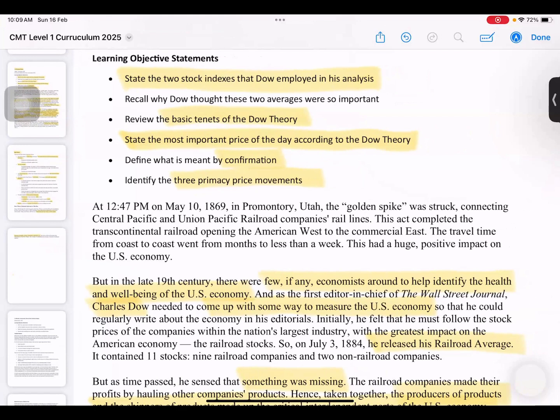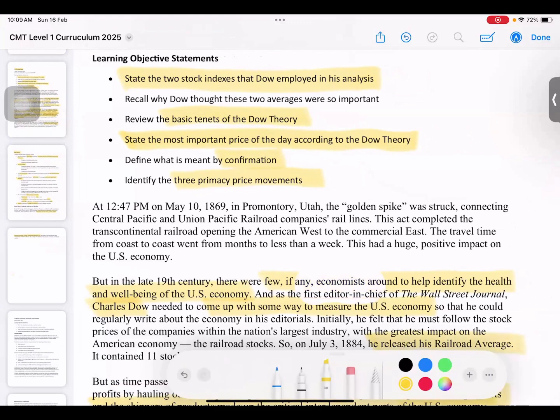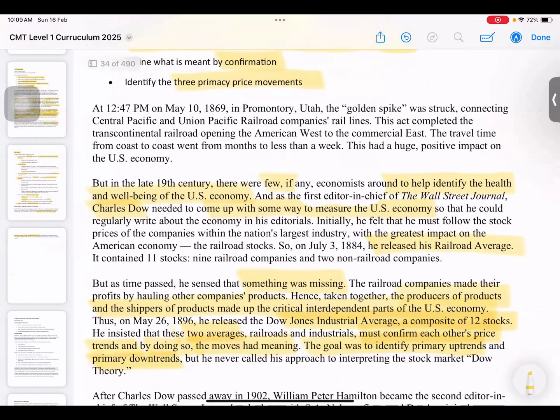In the late 19th century, around 1895 or so, there were not many economists or analysts to help identify the health and well-being of the US economy. Remember what they wanted to do: figure out what the economy is doing, right? So for that, Charles Dow needed to come up with some way to measure the US economy. He initially started with the railroad average. The dates are not really that important.